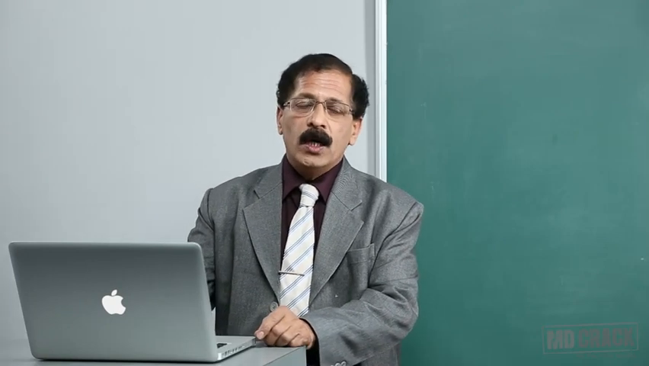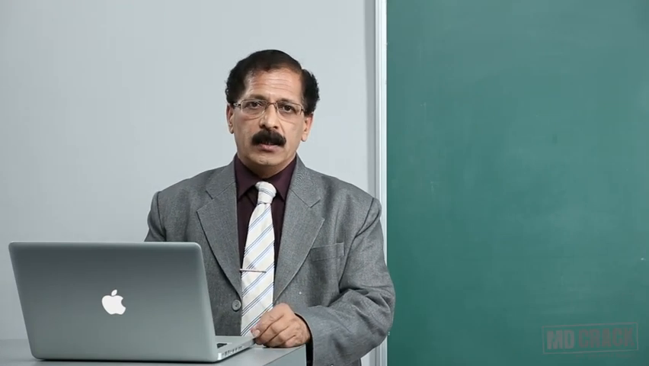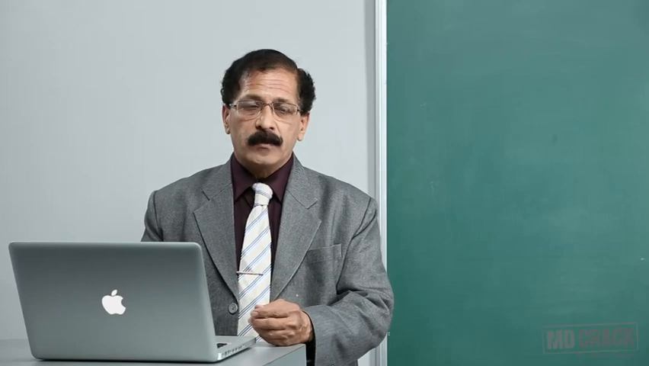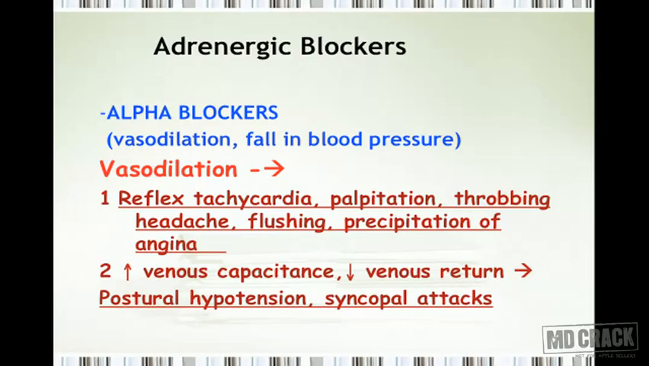Let me remind you, alpha receptors are mainly present in the peripheral blood vessels, and this leads to vasoconstriction. Obviously, when you block these alpha receptors, you're going to get vasodilation, and that's going to lead to a fall in the blood pressure. The thing doesn't stop here. Whenever there is vasodilation, the heart is going to go into reflex tachycardia, which manifests as palpitation in the patient.